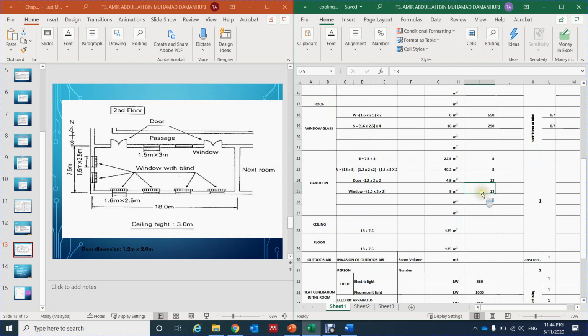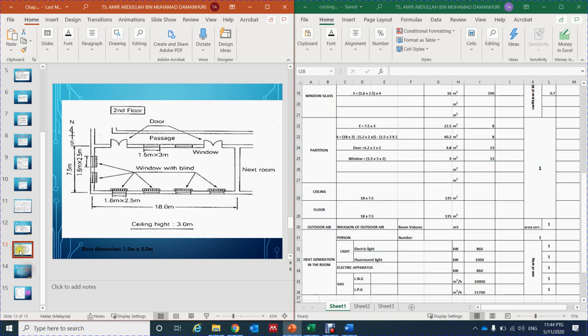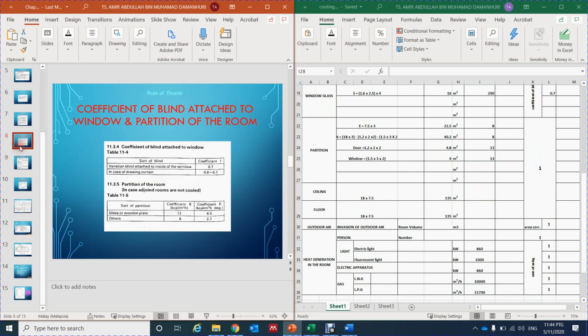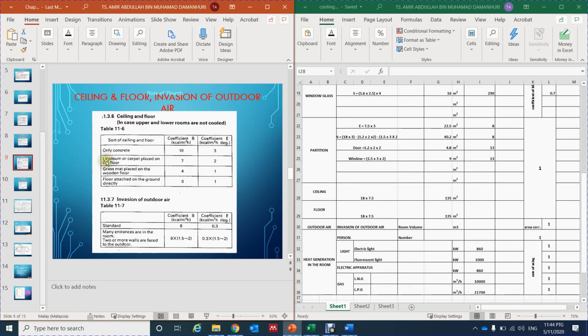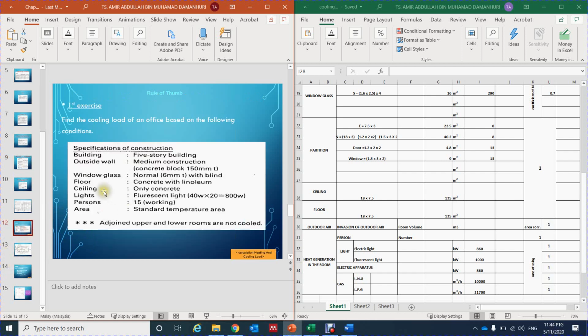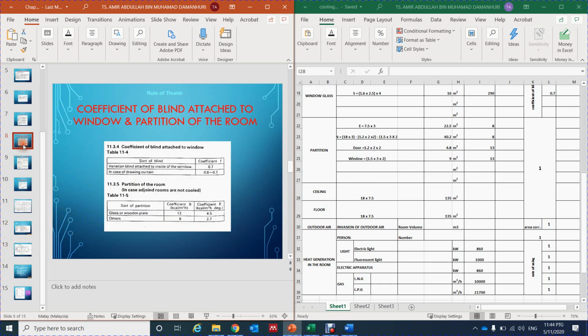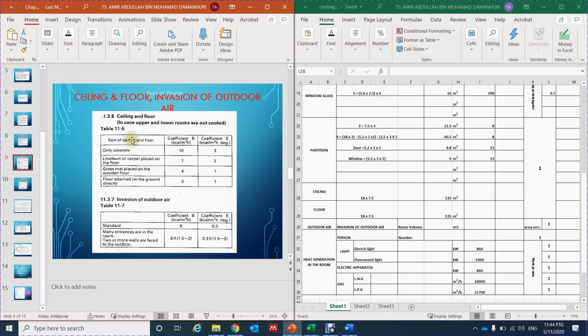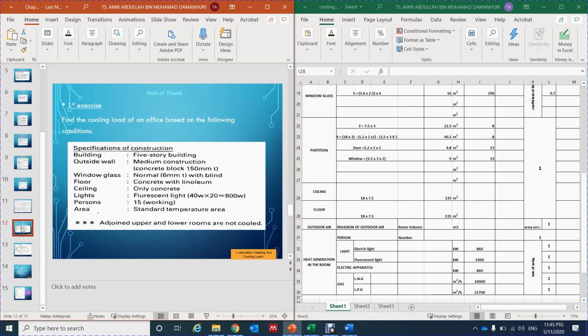So now let's go to the coefficient of the ceiling. We have completed the partition side, and then we will go to the ceiling and floor here. What is the specification of the ceiling and floor? The floor is concrete with linoleum, and the ceiling is only concrete. So for the ceiling we are using only concrete, and the floor is with linoleum.